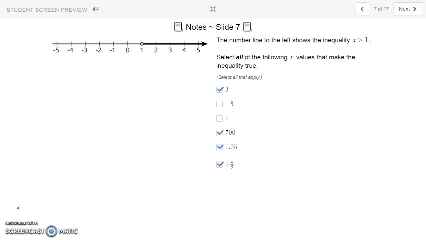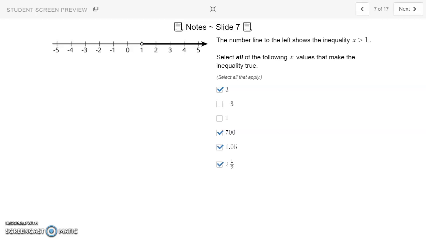Okay, so here are 4 correct solutions for this, right? Really, we're just looking for anything that's on the darkened, the bold arrow, right? So 3 falls on that. 700, it's not labeled, but would be way over here, but it would still be on the shaded part of the arrow. 1.05, it's like right here, and 2.5 is right here.